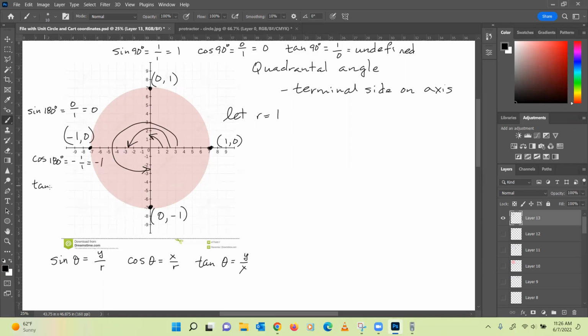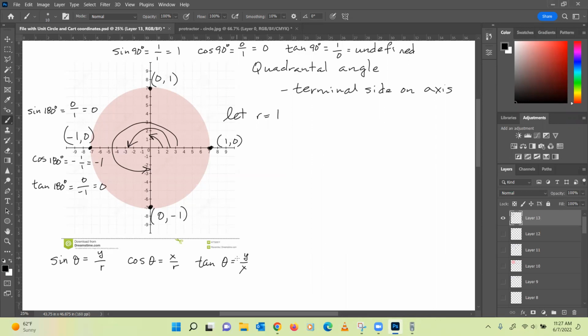Tangent of 180 is y over x, which is 0. We could do the same thing at 270, and 360 is just back to where we started. And any coterminal angle with those quadrantal angles would give me the same thing. And so we can really play with this a fair bit, and it gives us some good values to help us out.